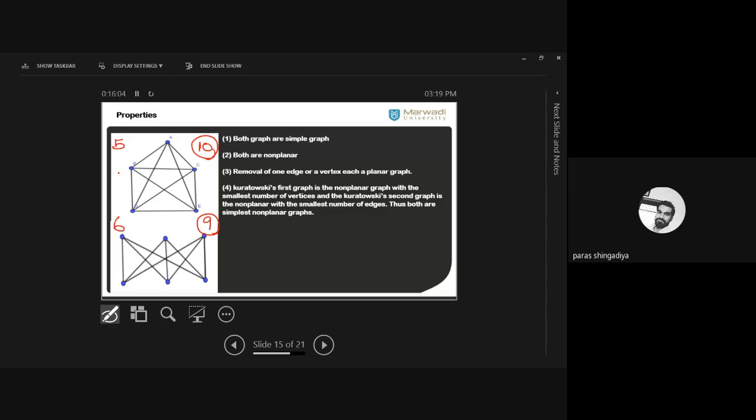After K5, all graphs which include 10 edges, 11 edges, 13 edges, 14 edges and so on are always of non-planar form. You cannot embed this graph in a planar form. Clear? Therefore, we require the junction here.